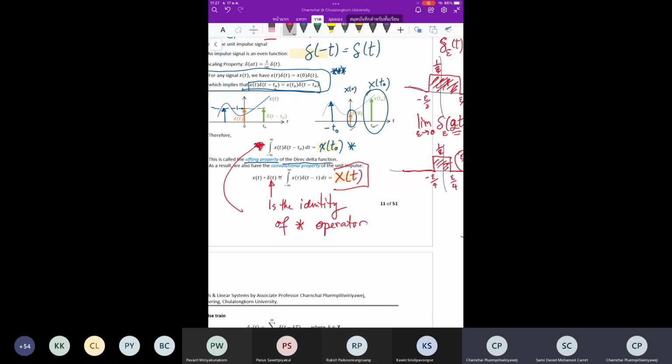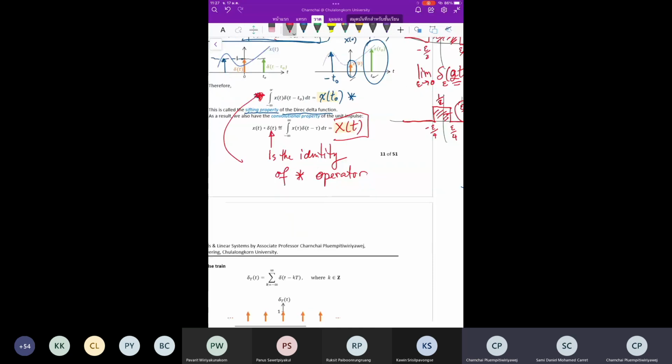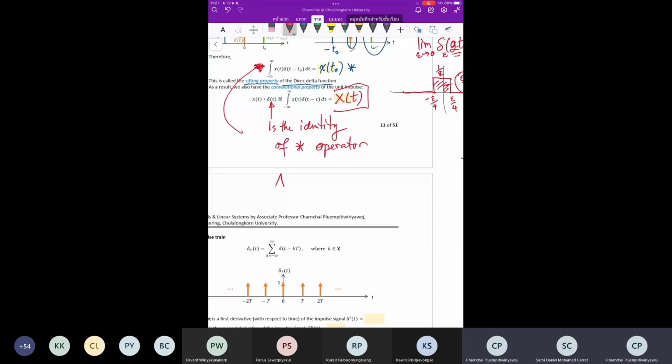It's just like when you have the identity of adding, right? Suppose you got a plus 0 and it is equal to a. What do we call the 0? The identity of plus. If you got a multiply 1 equal to a, what do we call 1? The identity of multiplication.